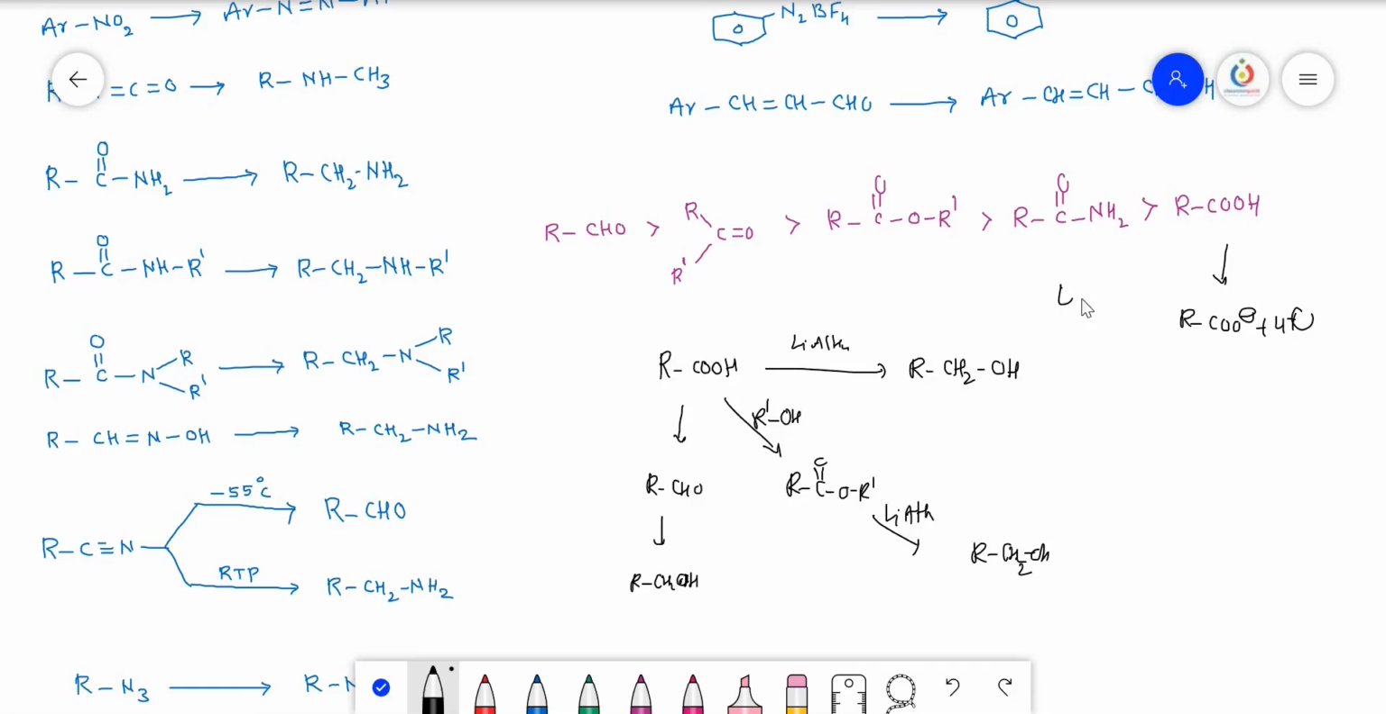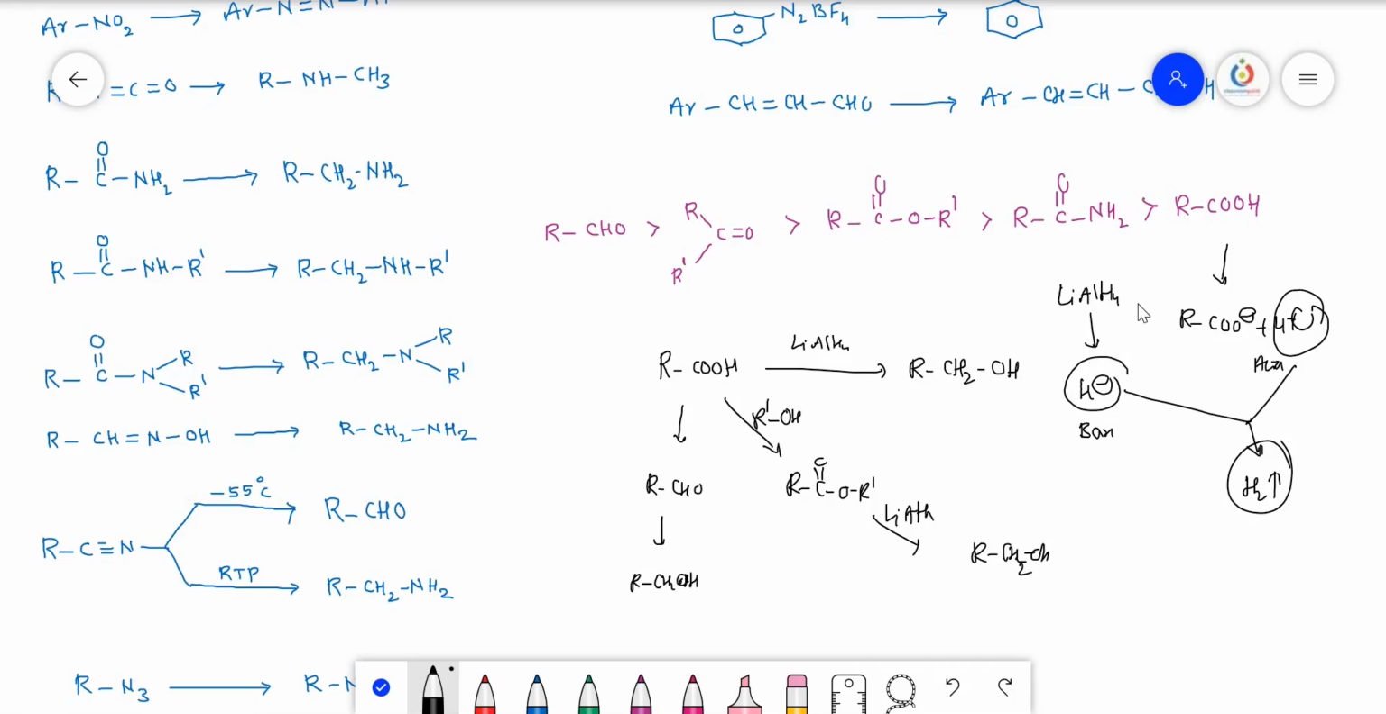The thing here is that carboxylic acid is a compound that can easily release the H plus ion, and we are using lithium aluminum hydride. This lithium aluminum hydride releases H minus ion. So H minus ion is a base, and carboxylic acid is an acid which releases H plus ion. H plus ion combines with the H minus ion and produces hydrogen gas. That means carboxylic acid will consume the lithium aluminum hydride, which is a costly reagent.